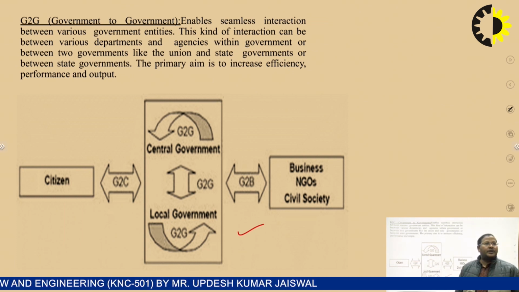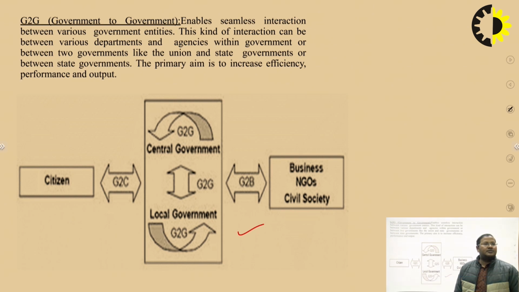Government to government, G2G, enables seamless interaction between various government organizations and government entities. This kind of interaction can be between various department agencies within government or between two governments, like the union and state governments.